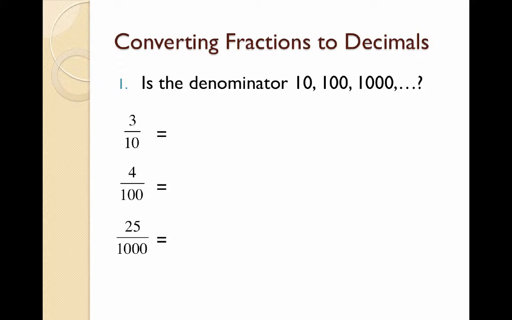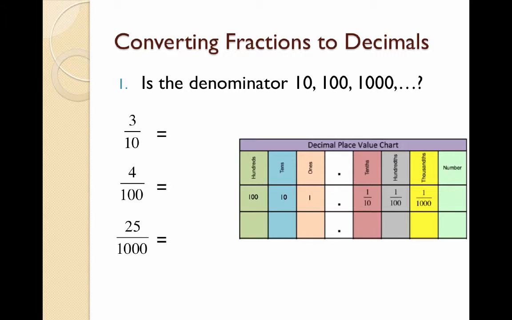Here I've got three examples: 3 tenths, 4 hundredths, and 25 thousandths. And I want to look at how to change those into decimals. Well, remember that decimal place value chart from a few videos back? We're going to use that to help us change this number into a decimal. 3 tenths means that we're going to be putting a 3 in the tenths column. We put a 0 in the ones column, making our decimal 0.3.